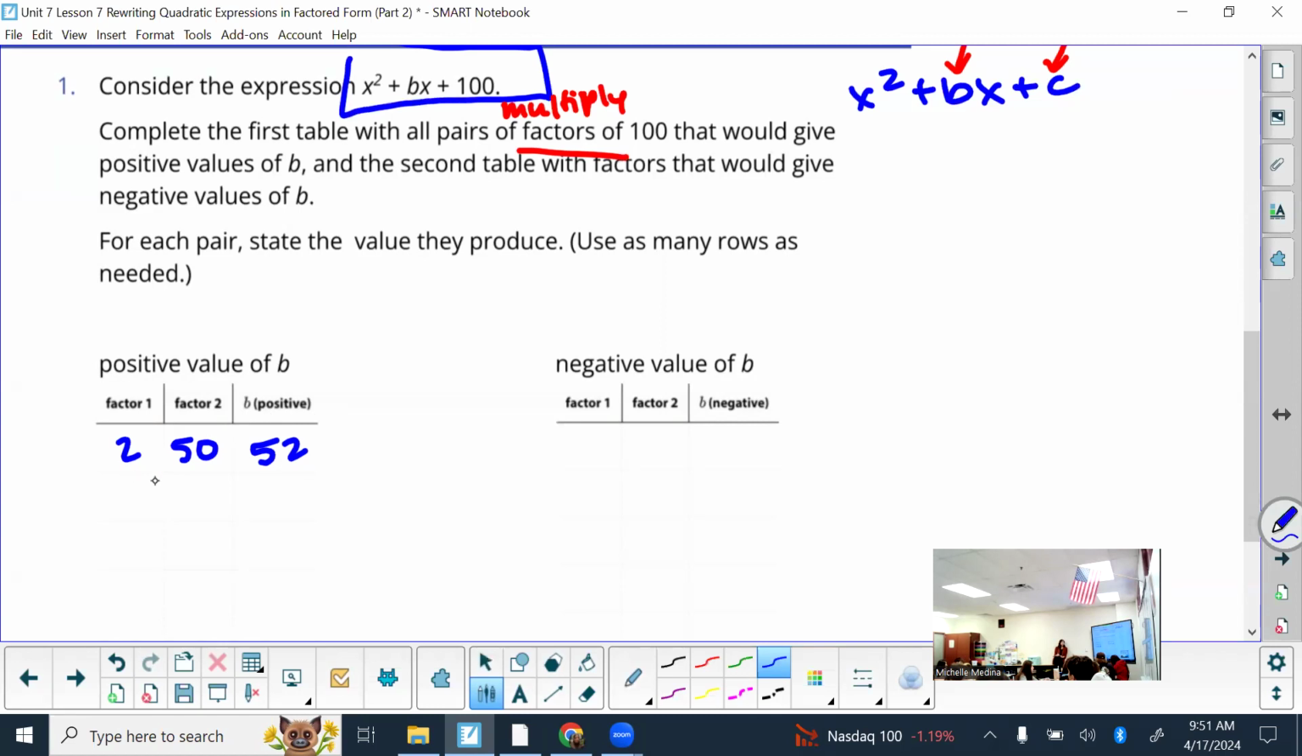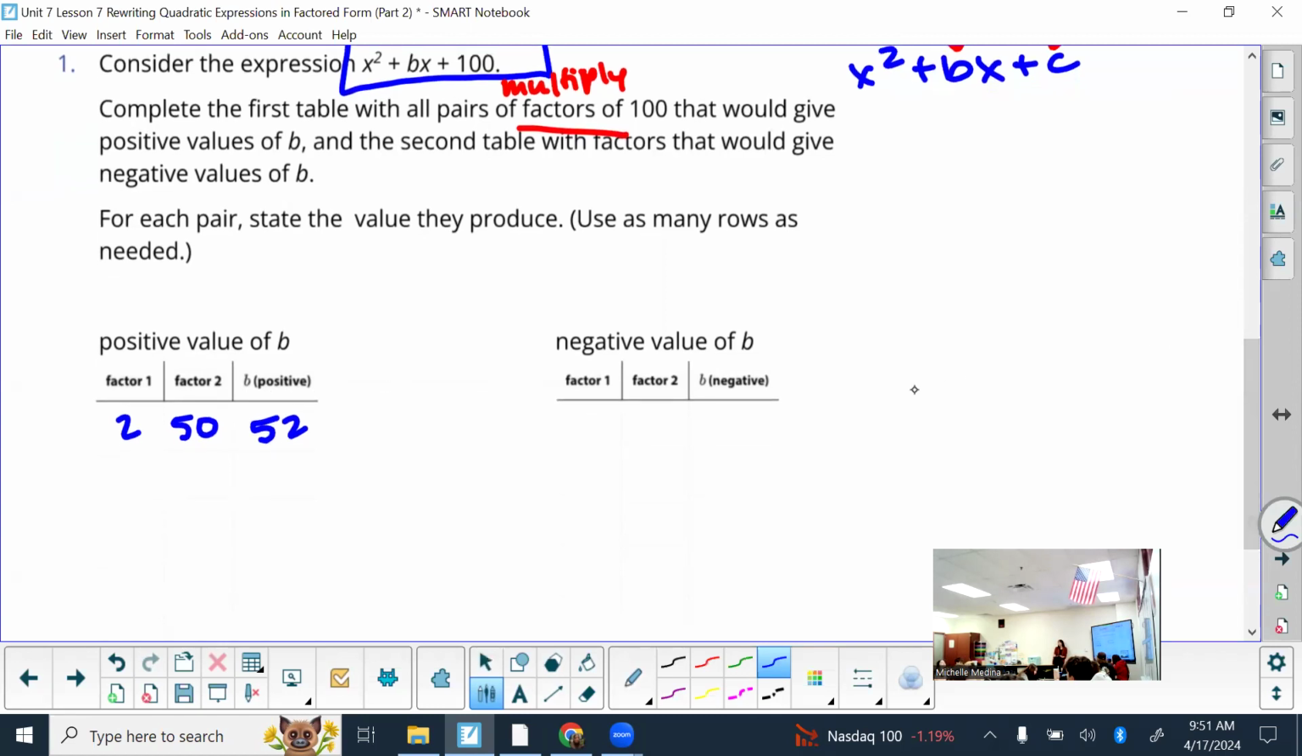So table 6, what are some other numbers that multiply to 100? 4 and 25. And should I put that in this table or that table? 4 times 25 is 100. When I add them, it'll give me 29. So that's why we put it in this table, because if we add, we get a positive.